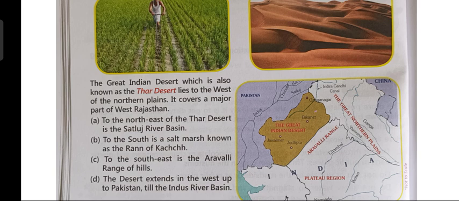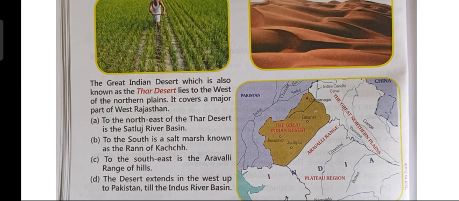The Great Indian Desert or the Western Desert is also known as the Thar Desert. All these names are used for the desert that is there in our country: the Western Desert, the Great Indian Desert and the Thar Desert. All the names are the same. The Thar Desert lies to the west of the northern plains.